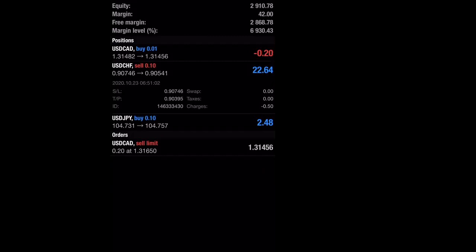So this trade is now risk-free. I no longer have to look at my phone because if this market decides to reverse, I'm not going to lose any money regardless, as opposed to having a regular stop loss that kicks me out negative. I'm going to show you guys this real quick.